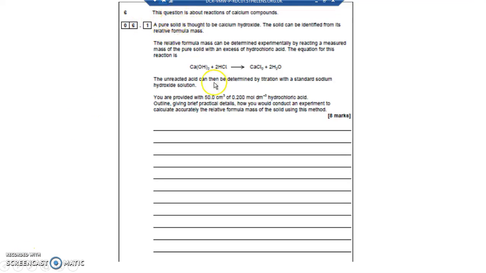Question 6, a difficult question this, because you've got to work it out and talk about things theoretically. You've not got all of the numbers. You talk about how you would do it rather than come up with an exact answer. Anyway, this question is about calcium compounds.